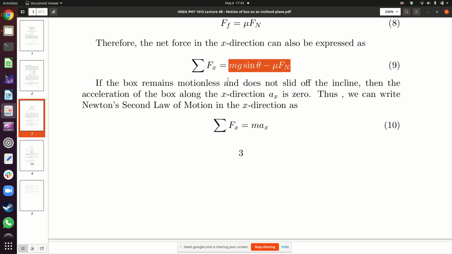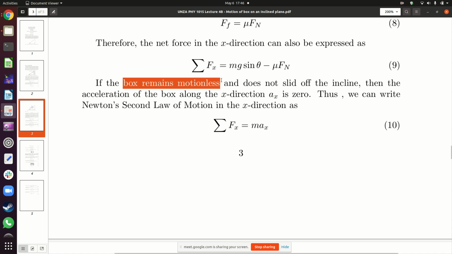Okay, so there are two things which can happen, as I've said. The first case we are going to look at is when the box decides to say, I'm not going to move. So the box remains motionless. When the box remains motionless, we know that the acceleration is going to be equal to 0, because the box has decided that it is not going to move.